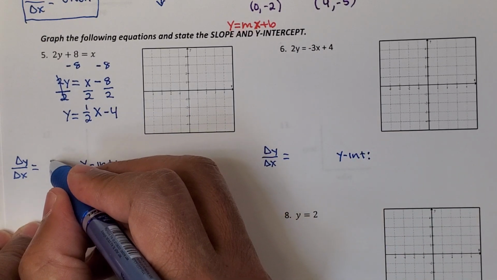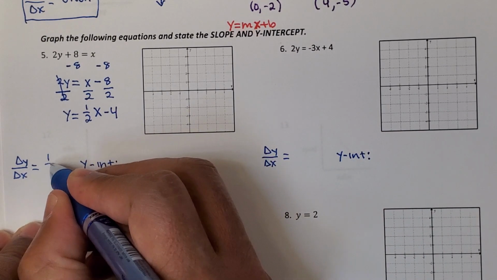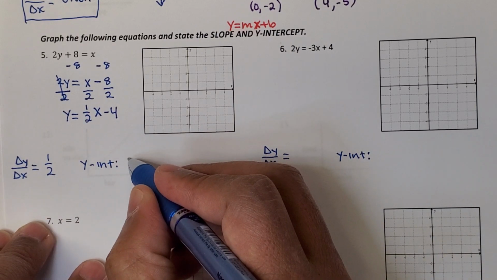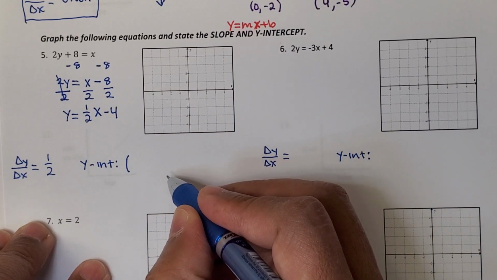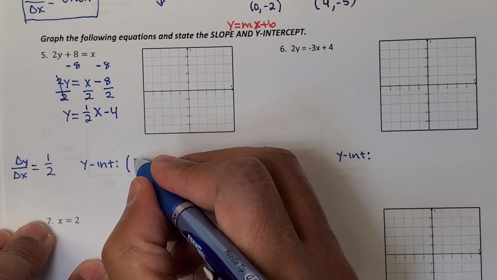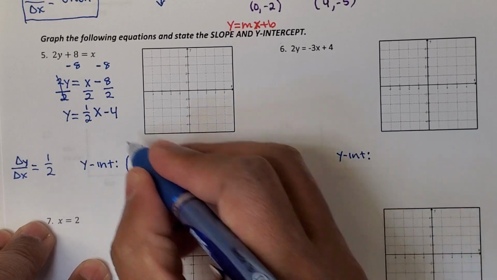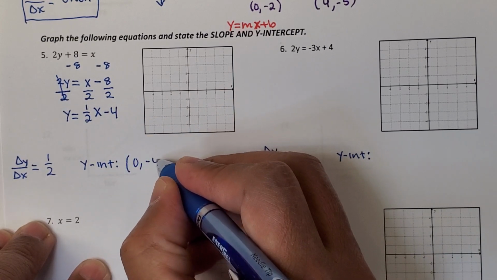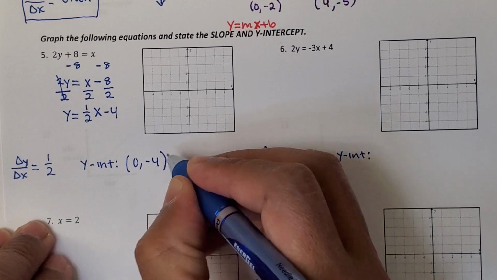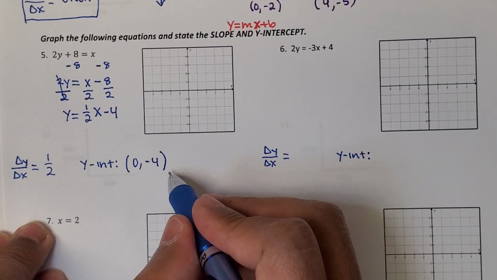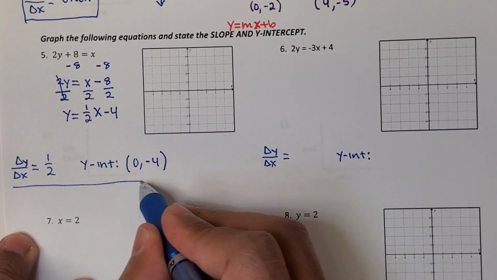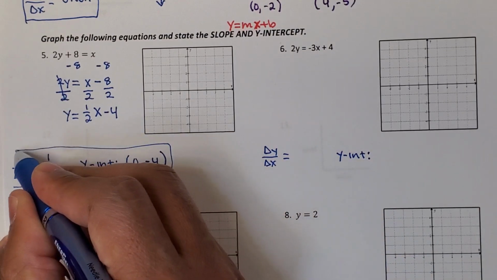So the slope is going to be 1/2, right? And the y-intercept, the value of x is going to be 0, always at the y-intercept. Okay, and the y value is negative 4. So it's a coordinate. The coordinates for the y-intercept is 0, negative 4. And this is the answer for this part.